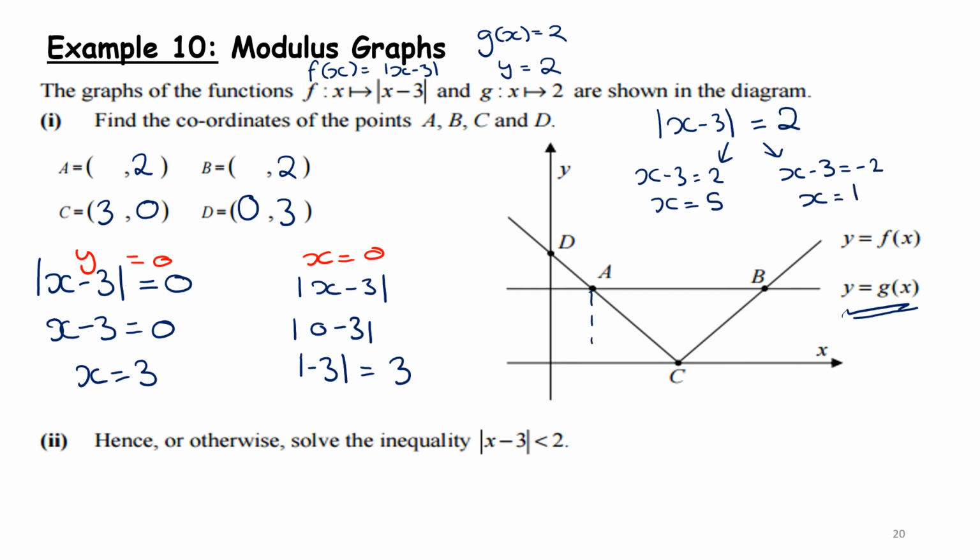Now, which is which? Well, A is here and B is here, which would mean this will have to be 1 and here will have to be 5. So A is (1, 2) and B is (5, 2).